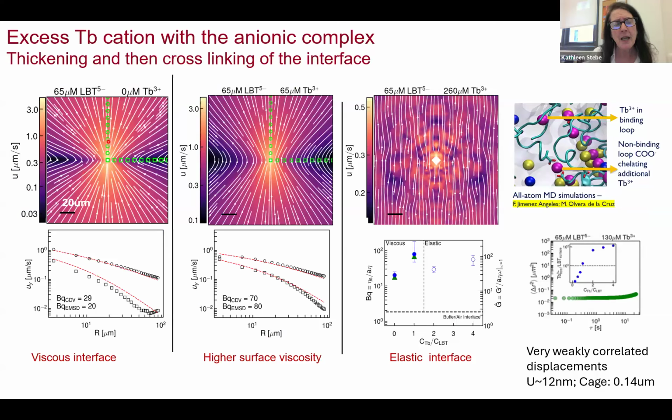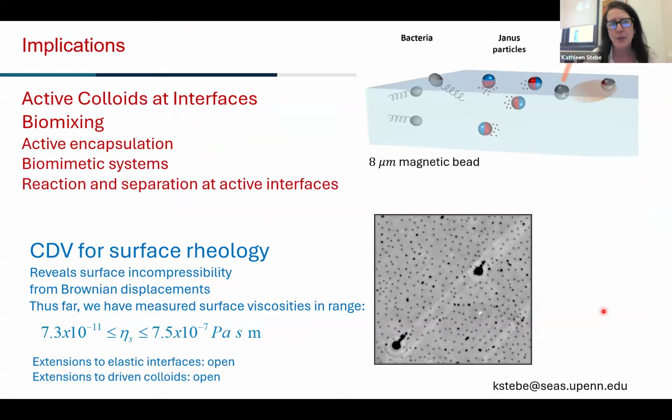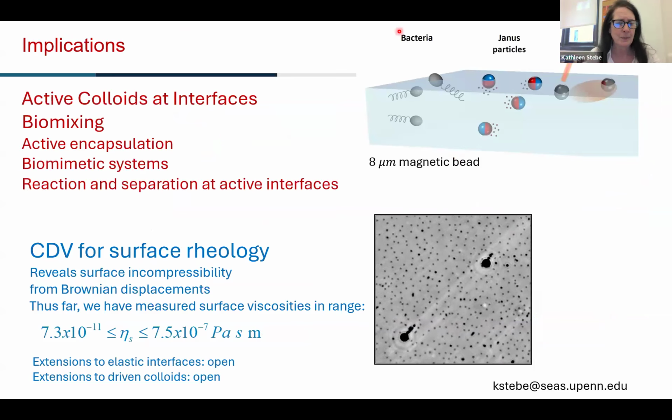Charged complexes, here absent their cation, are viscous. Adding more cation, they become more highly viscous, and adding enough cation to cross-link the structures, there's an abrupt change in the features of the flow field, and we see the markers of an elastic interface. Uncharged complexes, we've become more and more and more viscous, very thick waists here. It's not subtle at all. It's a nice way of measuring surface viscosities and understanding interfacial stresses. With that, I'll conclude, and I thank you for your attention.